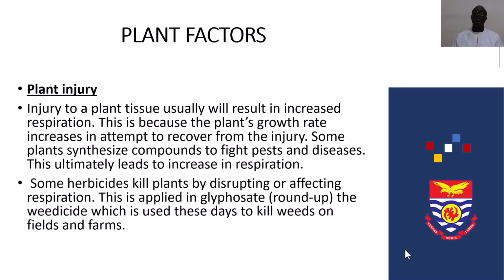Plant injury. Injury to a plant tissue usually will result in increased respiration. This is because the plant's growth rate increases in attempt to recover from the injury. Some plants synthesize compounds to fight pests and diseases. This ultimately leads to increase in respiration. Some herbicides kill plants by disrupting or affecting respiration. This is applied in glyphosate, Roundup, the weedicide, which is used these days to kill weeds on fields and farms.